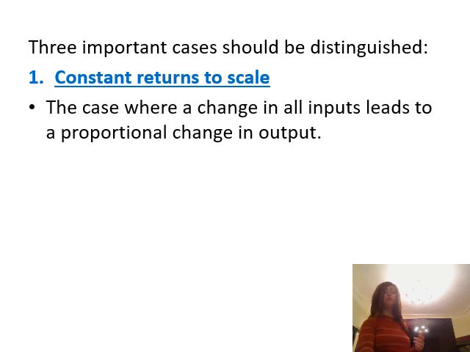For the constant returns to scale, it is the case when you change all inputs by a certain proportion and output changes by the same proportion. What does this imply? It means that I decided to increase all inputs, say for example by 10%. As a result, output increased by the same percentage, by 10% exactly. When can I have this case?